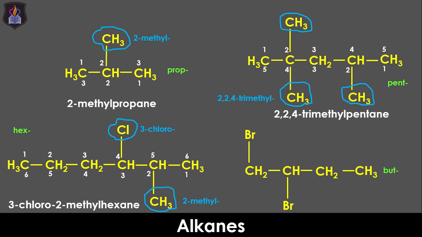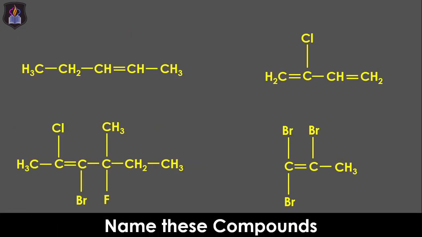The longest chain in the last compound contains 4 carbon atoms, so its root is but. The 2 bromine substituents attached to the first and second carbon atoms, when numbered from left to right, give it a prefix 1,2-dibromo. So the name of the compound is 1,2-dibromobutane. Having known how to name the alkanes, let's name the next set of hydrocarbons.